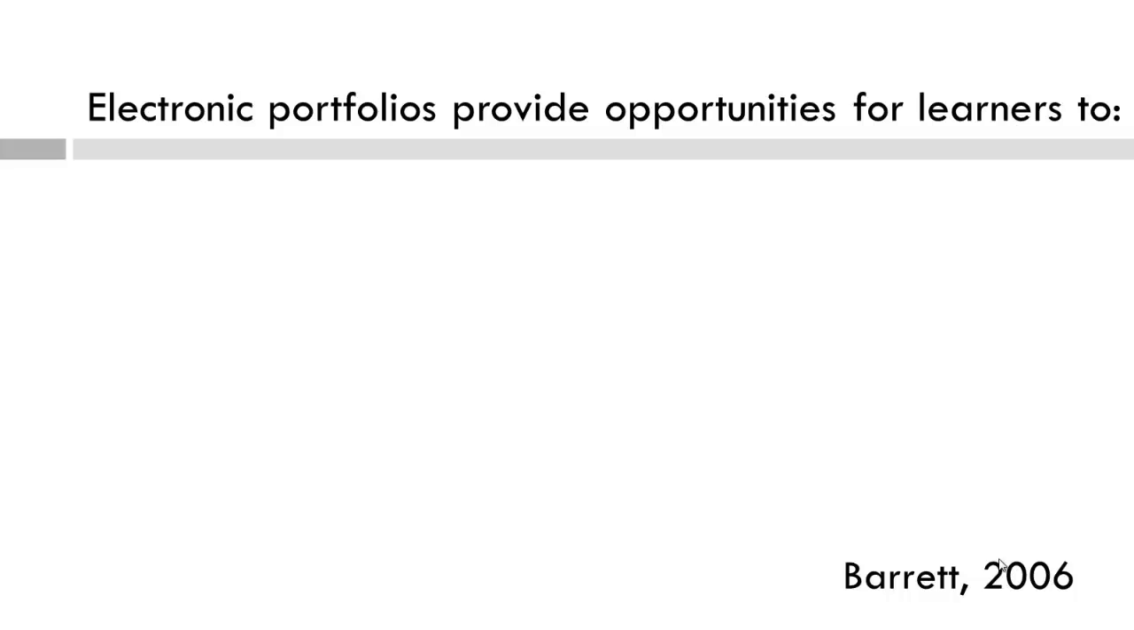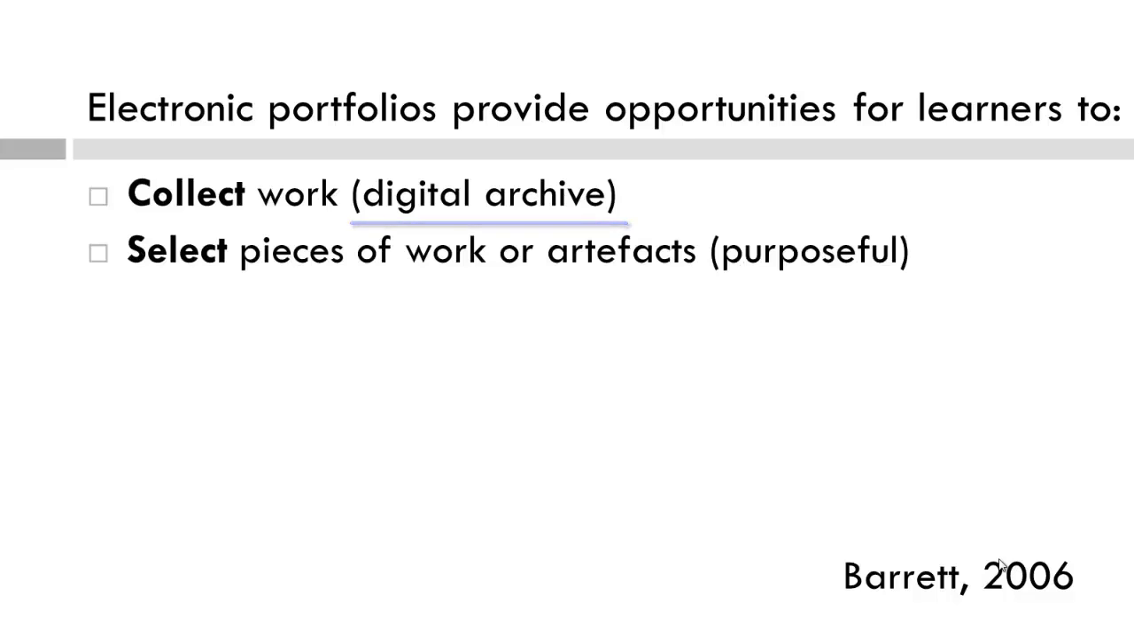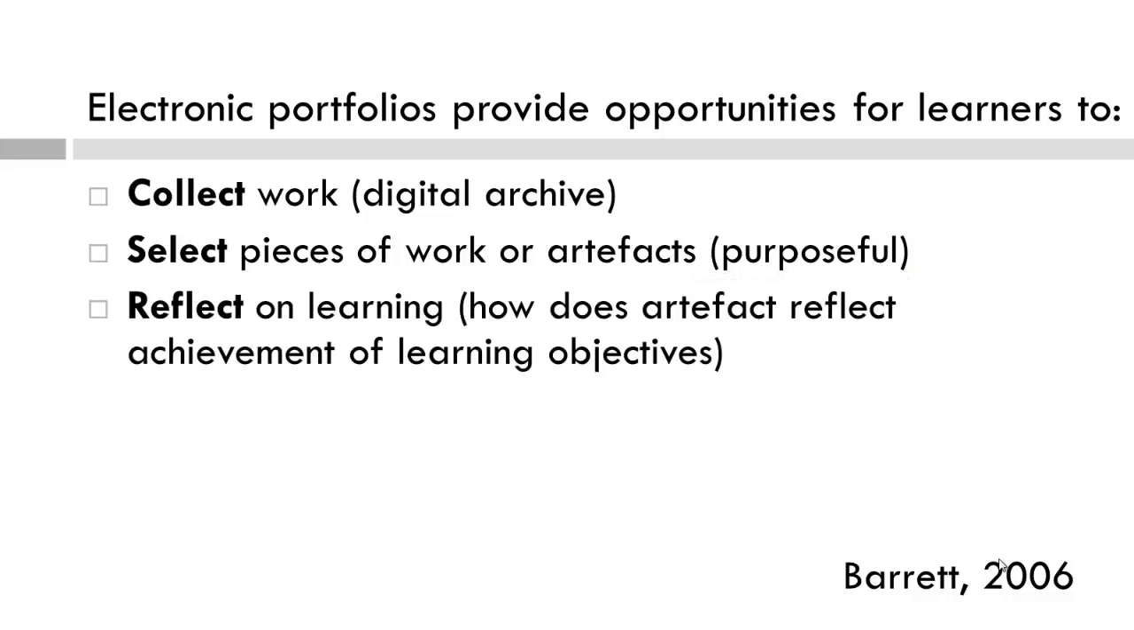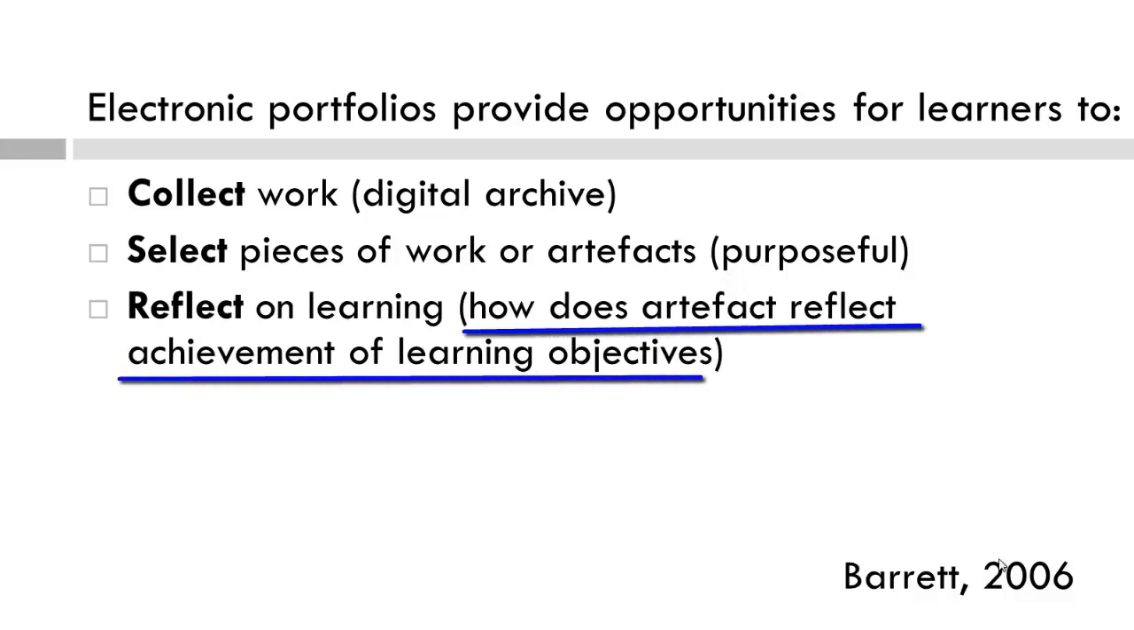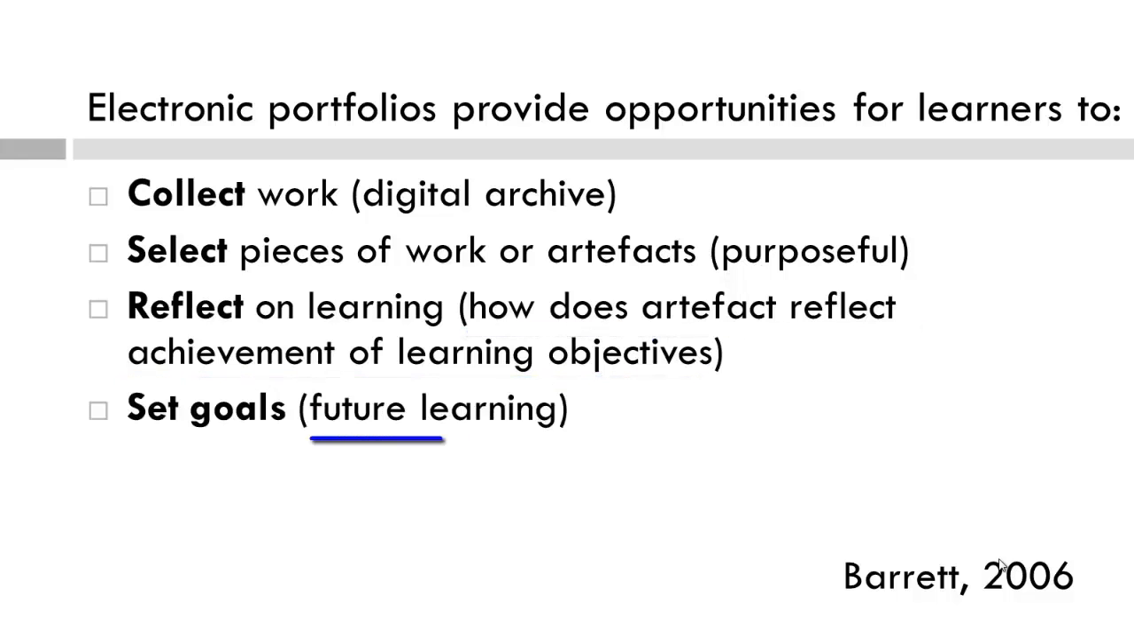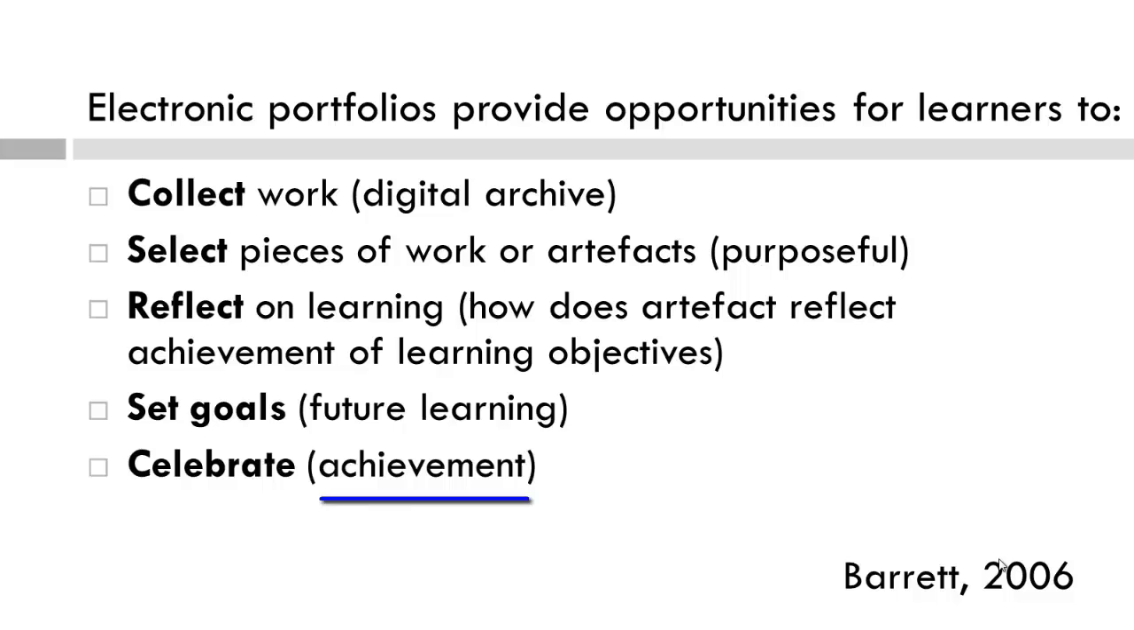Barrett further explains how electronic portfolios allow learners to first collect a variety of work within some type of digital archive. Learners then select specific pieces of work for a purpose. They need to consider how a piece of work from their collection could reflect their learning as per the learning objectives. The learner must then provide a reflection on how the artifact demonstrates their learning. Learners then set goals for future learning based on growth. And a celebration reflects sharing learning with peers or others.